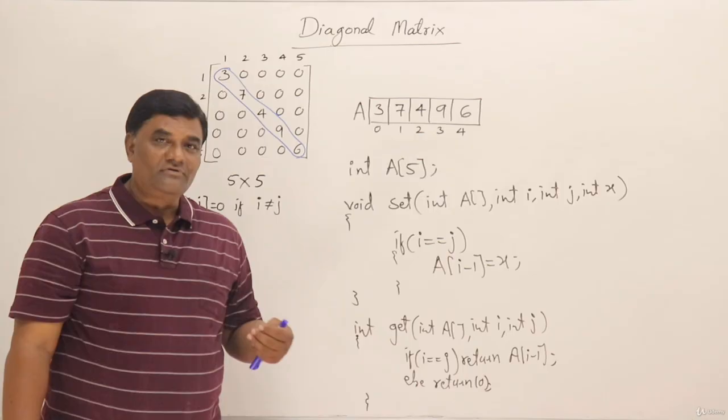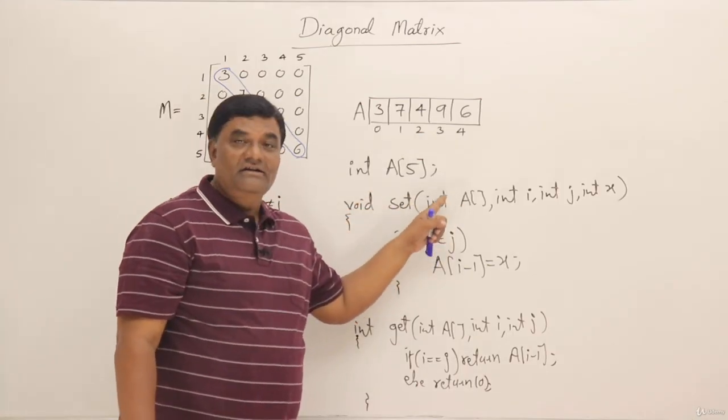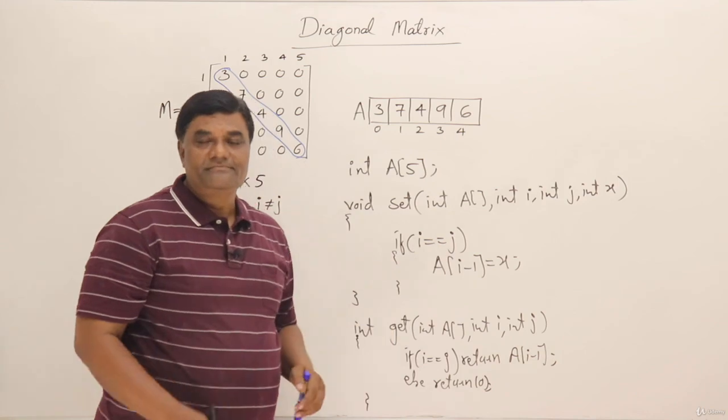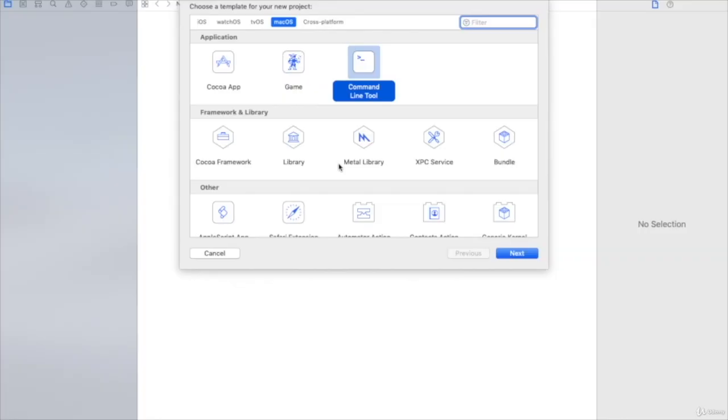These are the get and set functions we can write and call from our main function or from anywhere in the program. But we also have to pass the array in which the diagonal matrix is stored. So while writing the program, I'll write a complete program and show you.